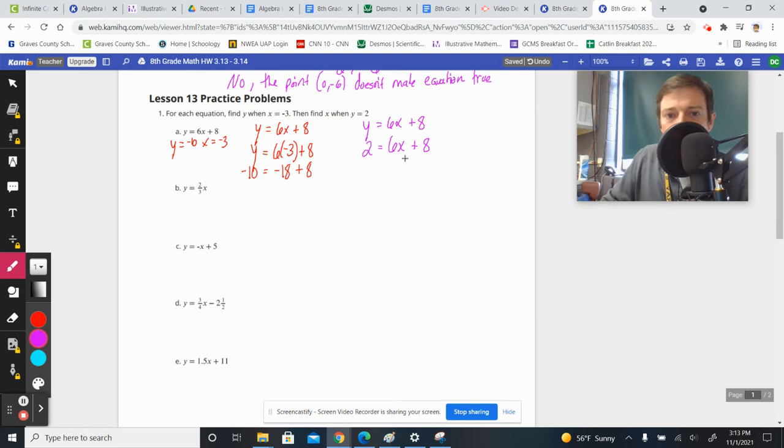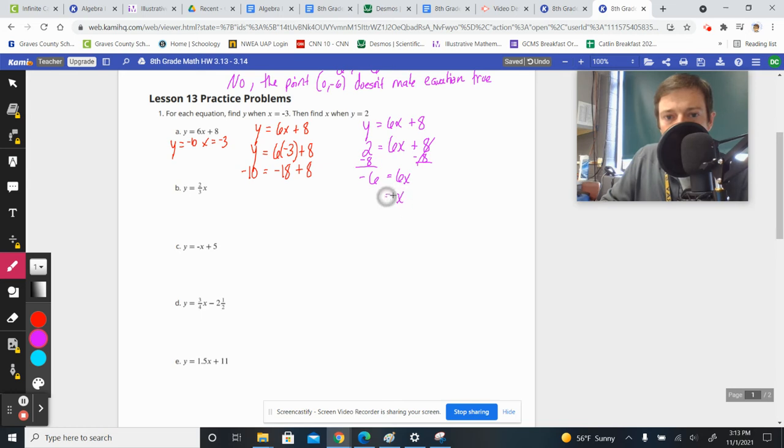And then for the other one, we plugged in 2 for y, and we have to solve this. So we need to get x by itself. So we're going to subtract 8 from both sides to get rid of that 8. And this would give us nothing on the right, -6 on the left. 6x equals -6.